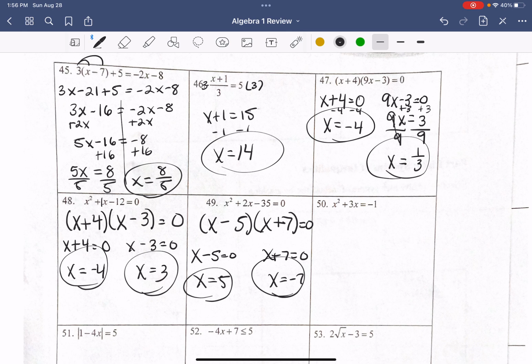And with completing the square, you're going to take b, so this is our b, and you're going to take b and divide it by 2 and then square it to figure out what your c should be. That's what c is supposed to be.